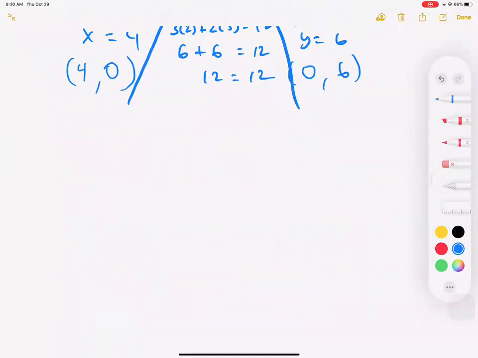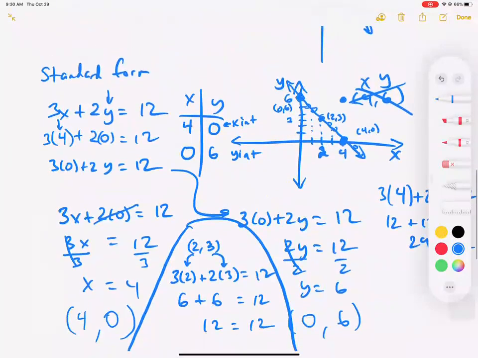Good question. Did I guess 2, 3? No, I actually looked at the graph and I said, hey, if x is 2, and I just walked my way up. I said, what? That looks like 3, right? If x is 2, y is 3. So that's my x and y value.